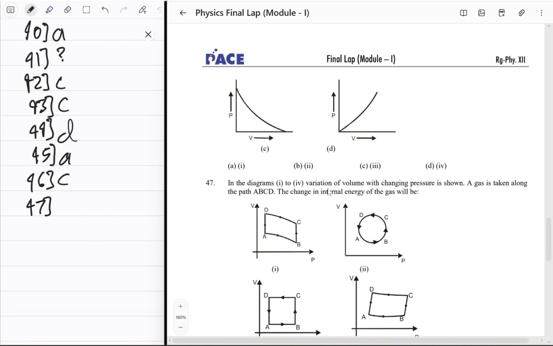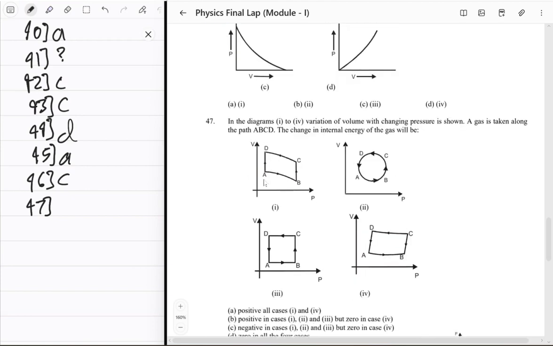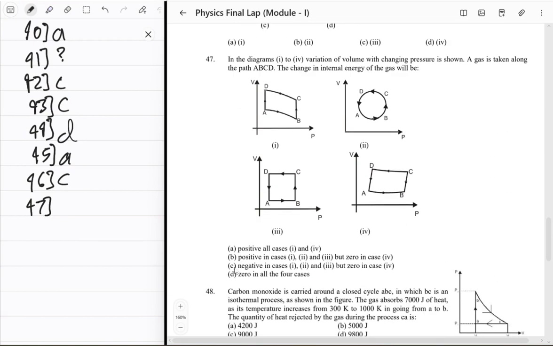In the diagram 1 to 4, variation of volume with changing pressure is shown. A gas is taken along the path ABCD. The change in internal energy of the gas will be... along the path ABCD. Acha. And we want the change in internal energy of the gas. So it's volume versus pressure. ठीक है ना जो भी है. हाँ ठीक है. What's the big deal? So positive. Okay. ठीक है. टेम्परेचर कैसे चेंज हो रहा है बस उतना देख लो.